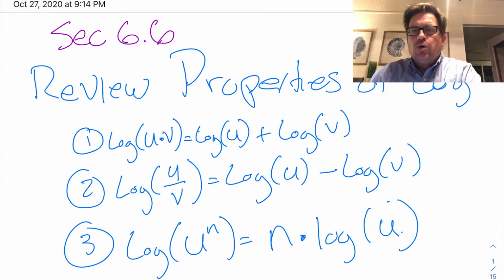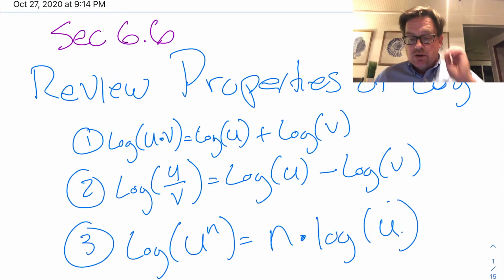For today, I wanted to do a little video about 6.6 and reviewing some properties of logarithms and how to use them in a couple of examples of realistic exponential growth problems when you're trying to solve. So there are three, like we said, three basic properties of logarithms.